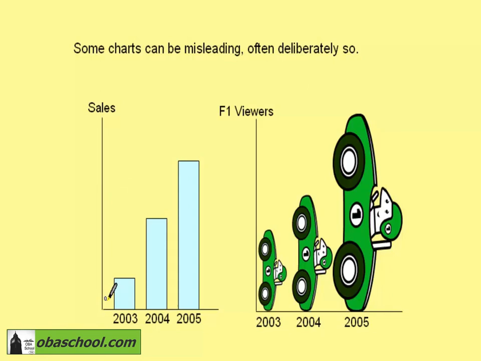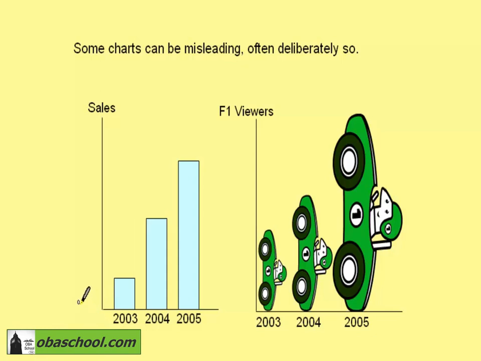Sales are on the vertical axis, but note that there is no scale on this axis. We have the figures for 2003, 2004 and 2005. And it looks like there's a massive increase in the sales over these 3 years. But we don't know what the scale actually represents.